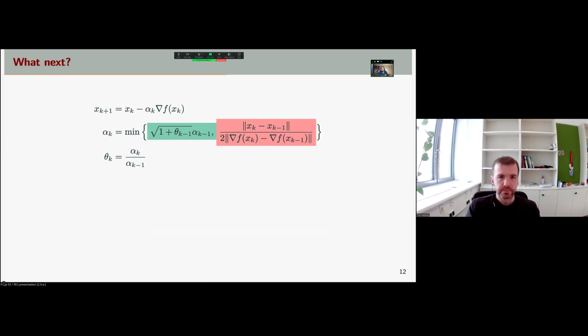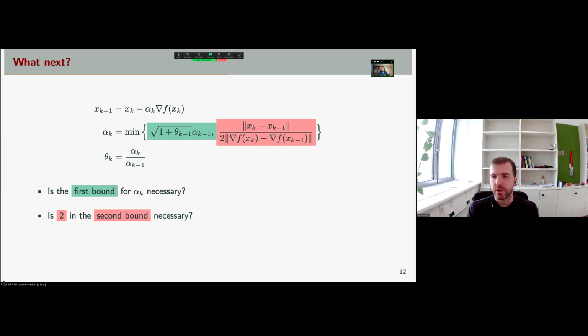Okay, so this is the algorithm, and that was adaptive gradient descent, and now we have some open questions. We already discussed this, but still the question is present. So this green bound, the first bound for alpha k, can we replace it with something simpler, something better? It's clear that we must control how fast alpha k changes, but maybe we can control it in a different way that allows much faster increase of the step size.